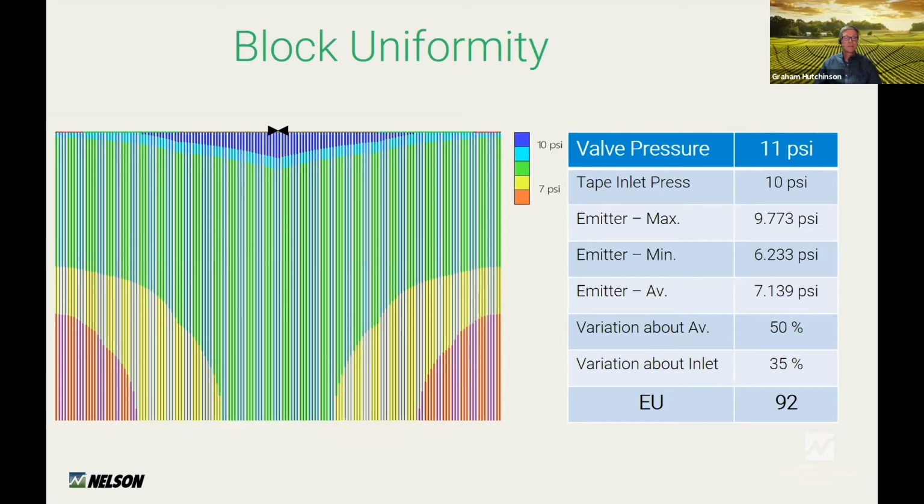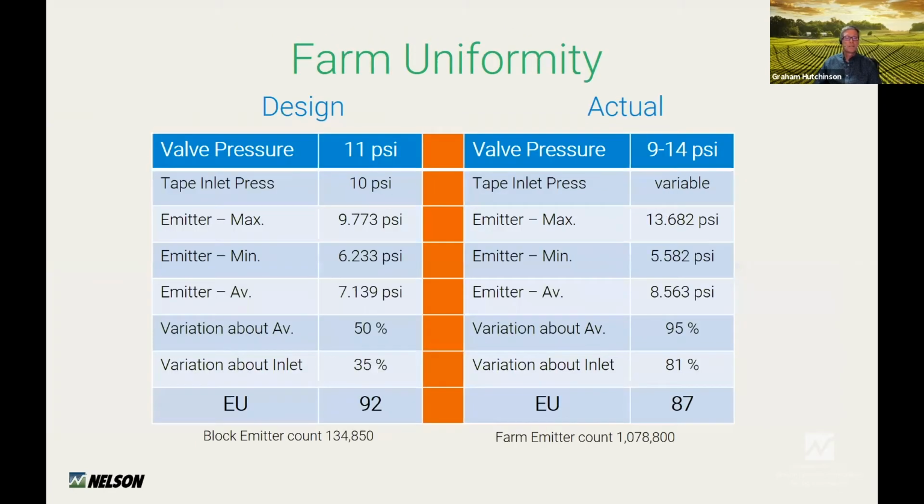If we take into account the hysteresis and variability of block pressures in that project, we get a very different picture. On the left side is what we designed to, but on the right side is what is actually happening. Valve pressures range from 9 to 14. The maximum emitter pressure on that whole farm is well over 13. The minimum emitter pressure is about 5.5. And we can see that the EU has dropped considerably to 87. The variation in pressure about the average is 95, and the variation about the inlet pressure is 81.